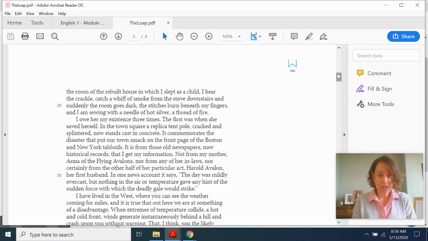So she's flashing us back here. She's taking us back to this moment where she is sewing. Remember, this is different than just saying, I remember one time when I was sewing. Okay? We talked about that earlier in the year. She actually takes us back to this moment. Look at the imagery and the word choice she uses here. I hear the crackle. She can smell the smoke. She feels the burn. So all that sensory imagery that she's creating for us.